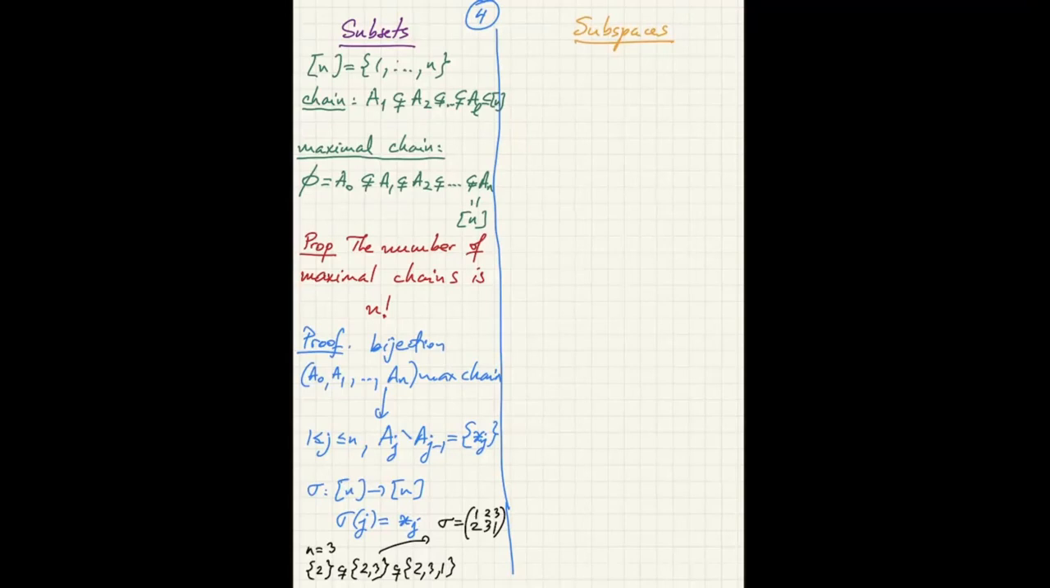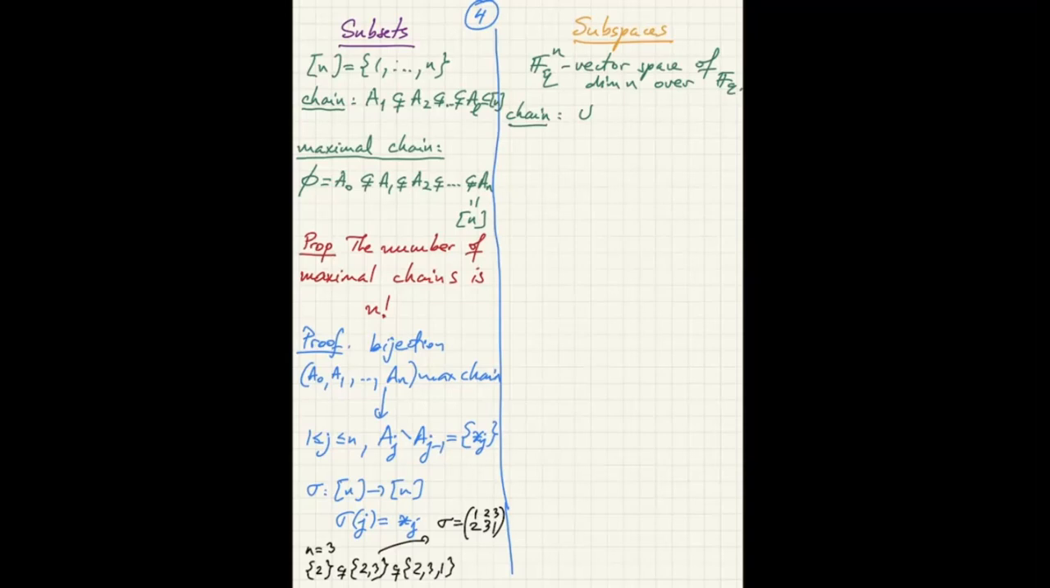Now what happens for subspaces? For subspaces, the place of the set with n elements is taken by Fq^n, which is a vector space of dimension n over Fq. And now we can define a notion similar to that of a chain for sets. A chain in this situation will be a collection of subspaces that are properly nested into each other. So U1, U2, ..., UL are not subsets, they're subspaces.